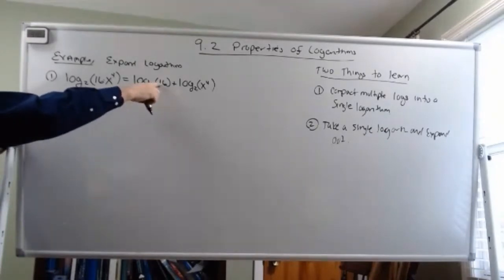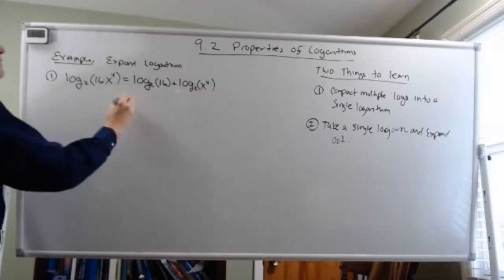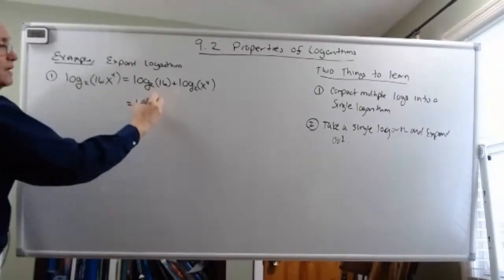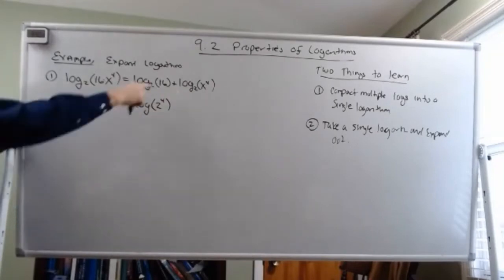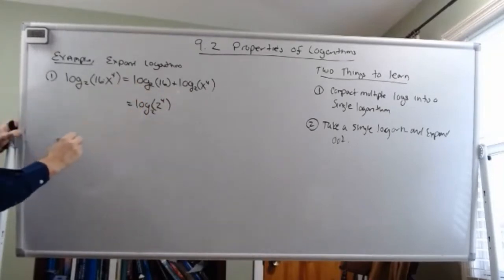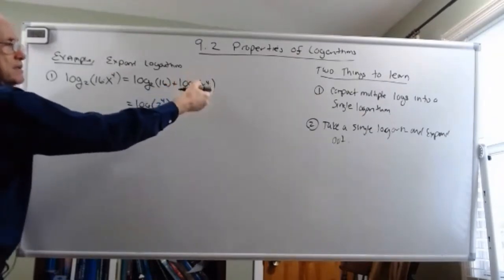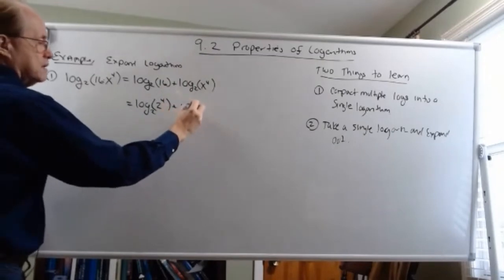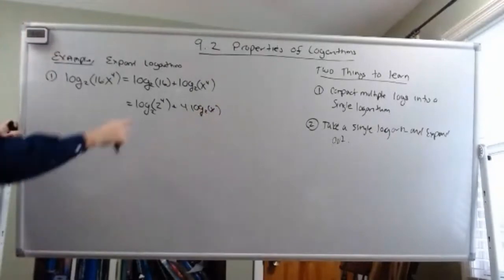Okay, then I notice here that 16 can be written as a power of 2. So I could try that. If whatever you have here can be written as a power of that base, you should always do that. So that gives me 2 to the 4th power, and that's equal to 16. What can I do with this? Well, I have a property that says if I have an exponent attached to the variable in the argument, I can bring it down front. So that becomes a 4 times the log in the base 2 of x.